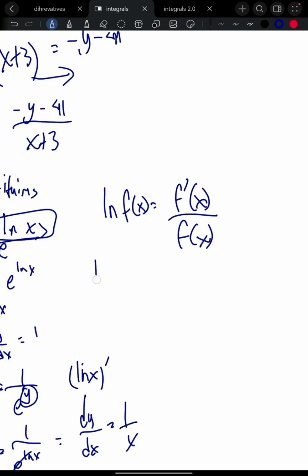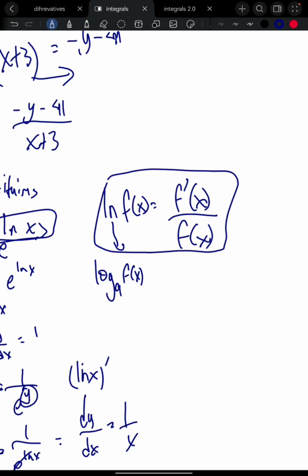So let's say you want to change the log base. I'm going to say this is log base e of f of x. I want to find the derivative of log base a of f of x. How do we find this? You know the change of base formula. If you have log base a of b and you want to change it to log base c, you just do log base c of b divided by log base c of a. The way I memorized it is b divided by a, so b divided by a.